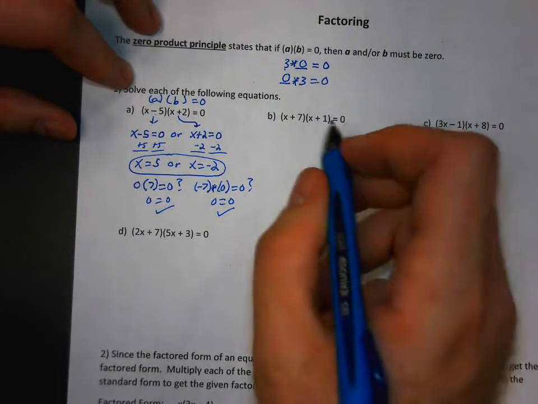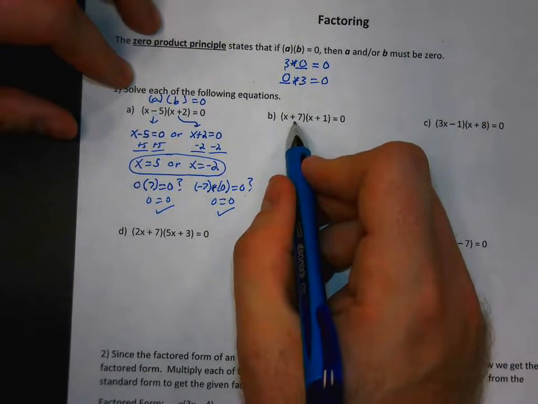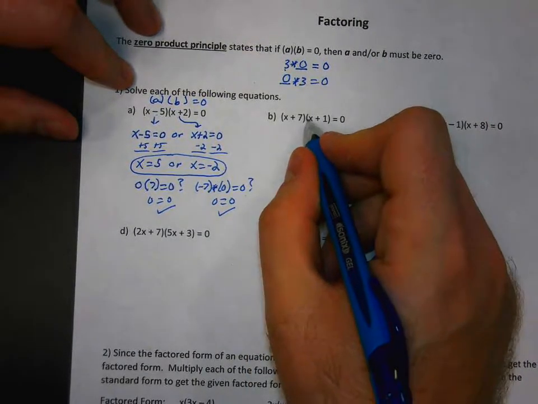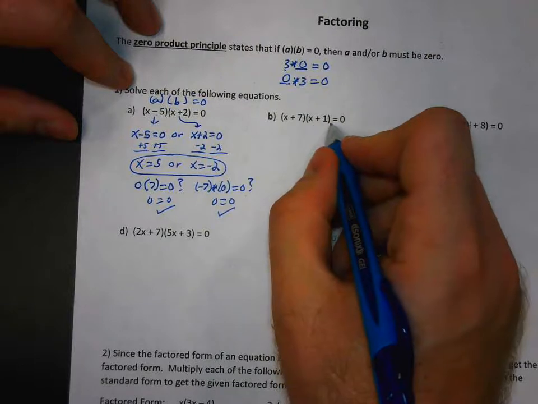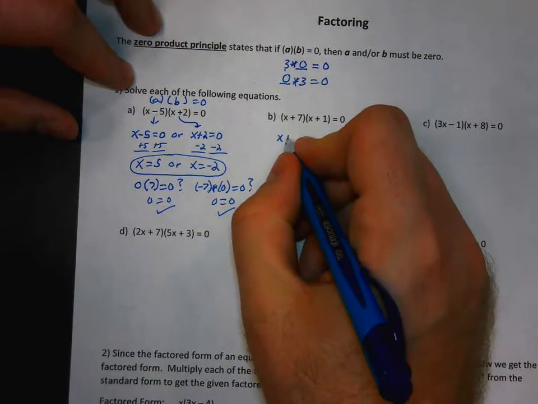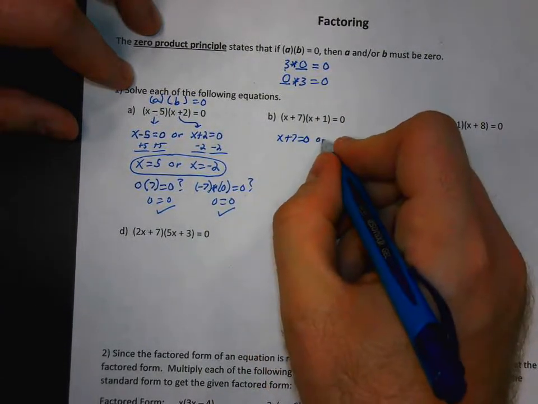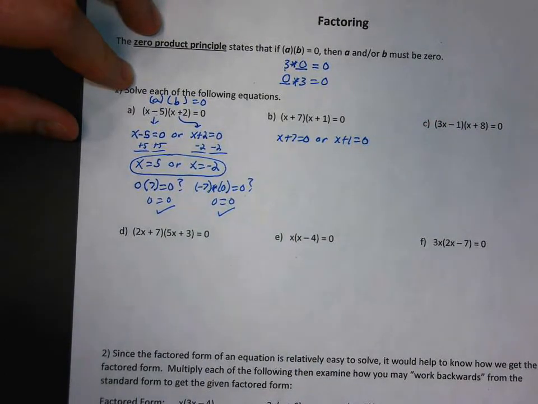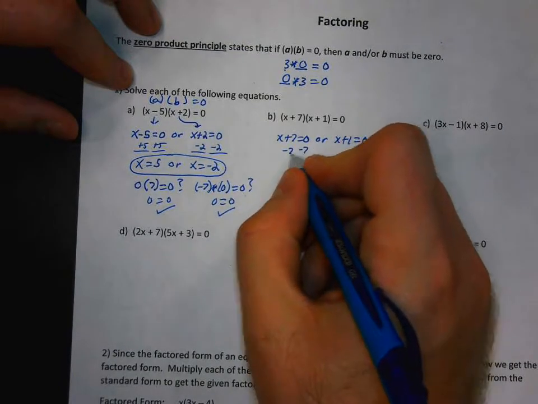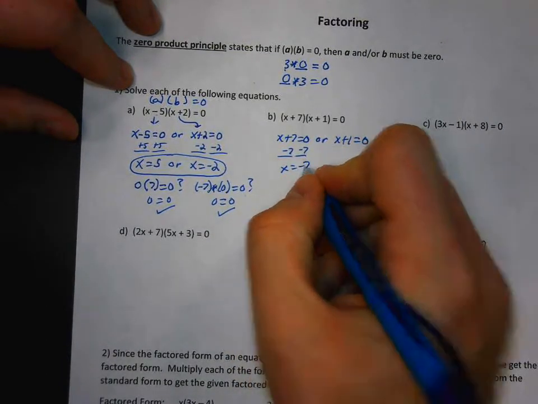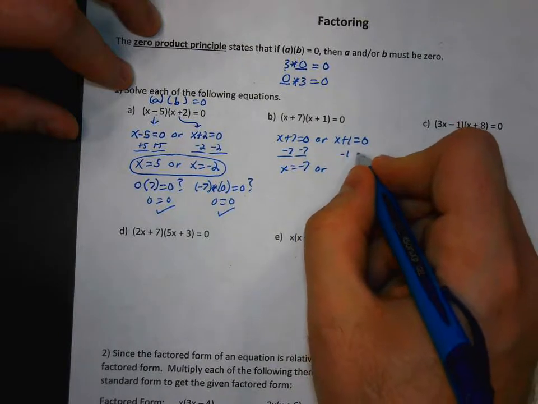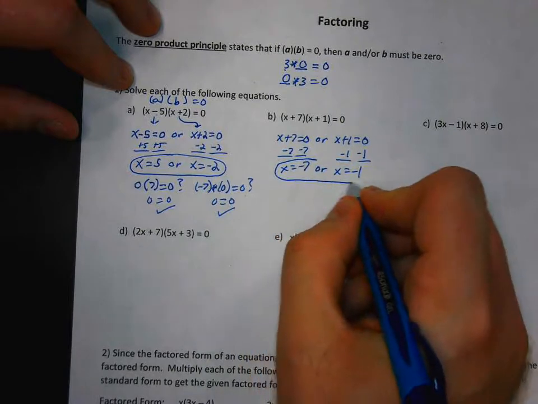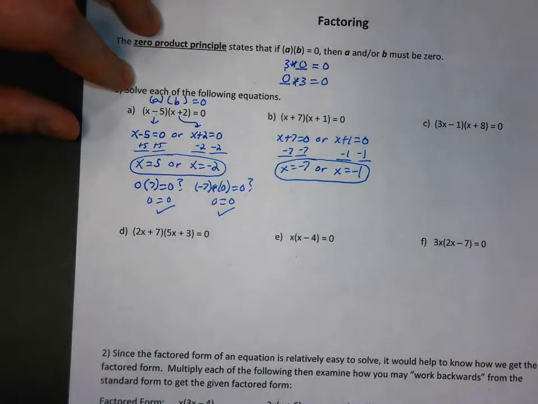In part B, same idea. We have two factors, x plus 7 and x plus 1, and we're multiplying them and getting 0 for an answer. So either x plus 7 had to be 0 or x plus 1 had to be 0. On this one, we'll subtract 7 to get x equals negative 7. Or on the other one, we subtract 1 to get x equals negative 1. So x equals negative 7 or x equals negative 1 is your solution.